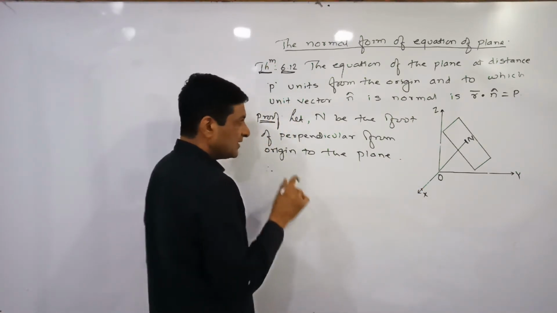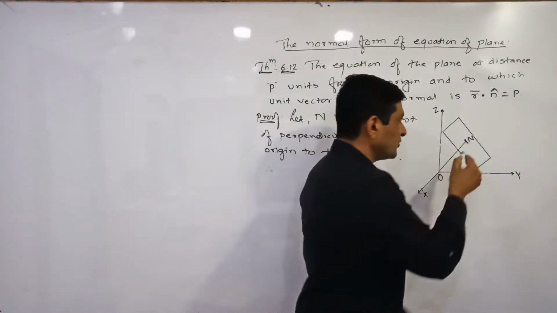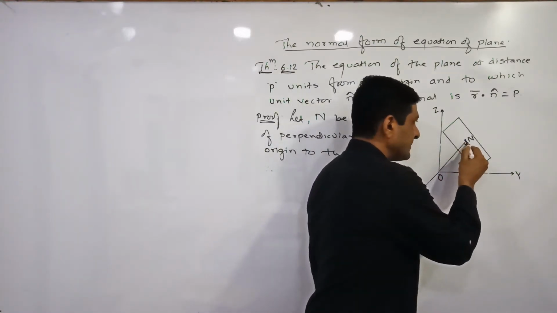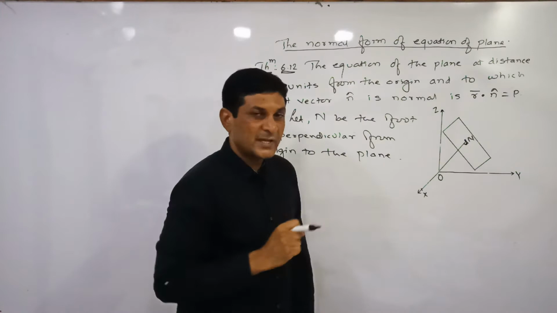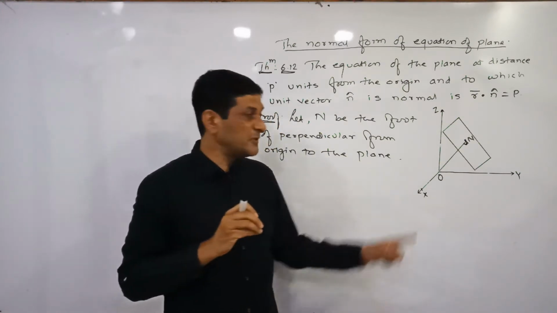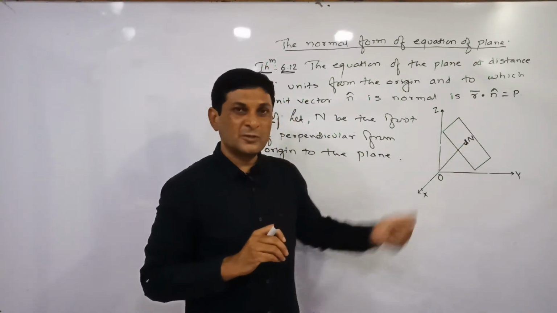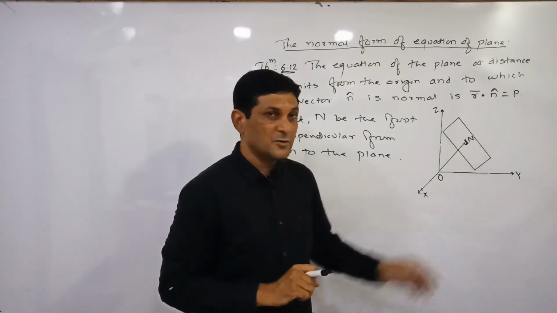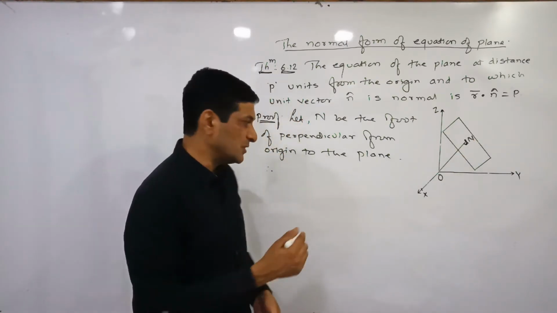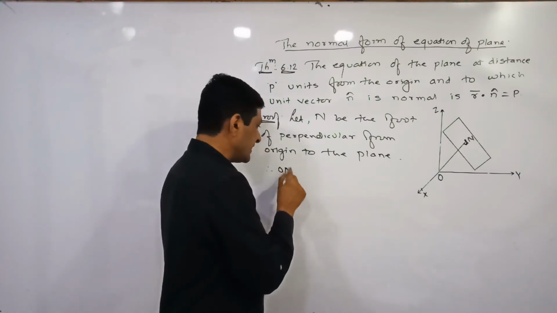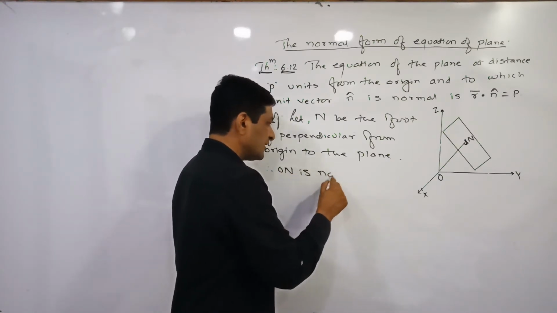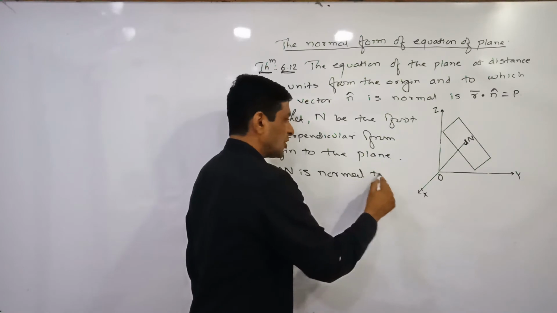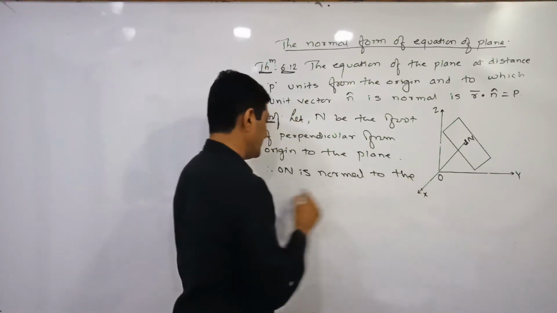So therefore, since ON is a foot of perpendicular, means ON is perpendicular to the plane, and since ON is perpendicular to the plane, then we can say that ON is what? Normal to the plane, because our definition of normal is what? A line perpendicular to the plane is called as what? Normal to the plane. So therefore ON is normal to the plane.